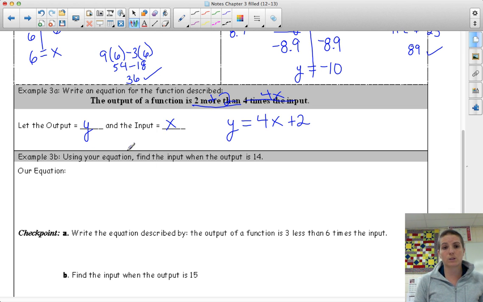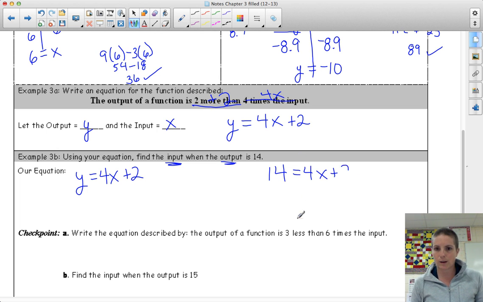The second part is using your equation, find the input when the output is 14. Notice the words here, find the input. So we need to find x when the output, y, is 14. Our equation was y equals 4x plus 2. And we need to plug in 14 for y. 14 equals 4x plus 2. Now we can just use our inverse operations.